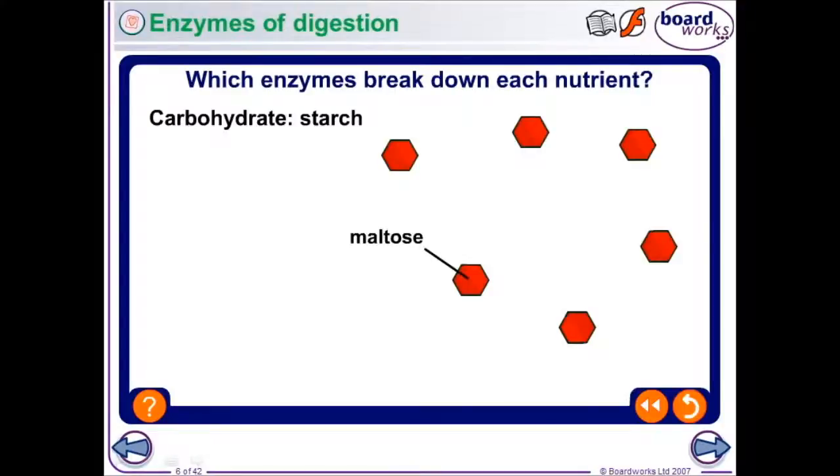Now this enzyme, amylase, is present in our saliva. So if we just chew bread without swallowing it, after a while the bread will start to taste sweet. This is because the enzyme, amylase, is breaking down the complex carbohydrates into their individual sugars. And these sugars are what cause foods to taste sweet.